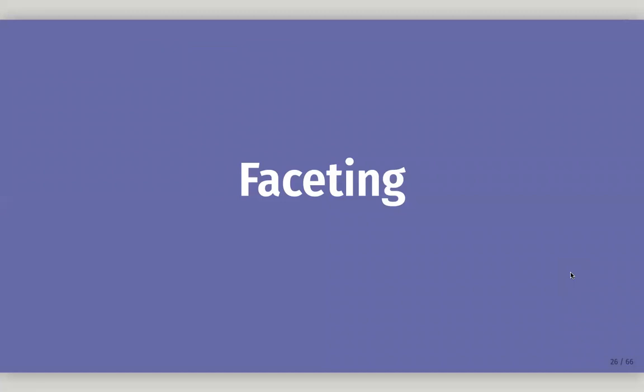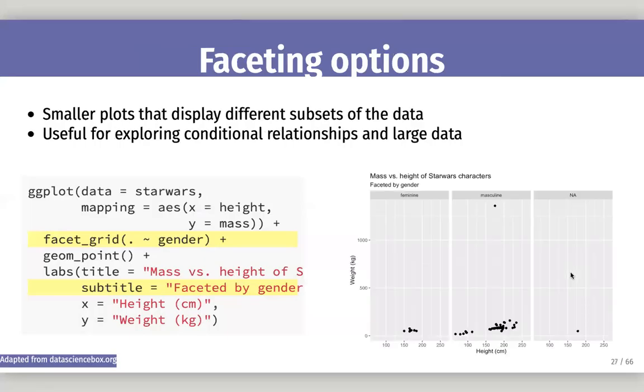All right, the last part of this section is on faceting. Faceting is basically a way to make smaller plots that display different subsets of the data. It's useful for exploring conditional relationships, and also if you have really large data where it's hard to parse things out just based on something like color.